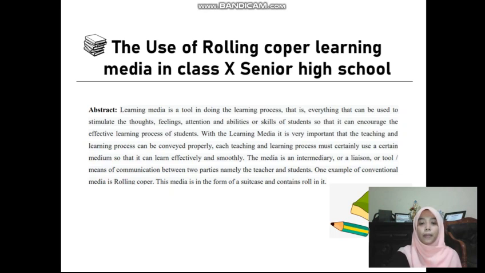Learning media is a tool used in the learning process. That is everything that can be used to stimulate the thoughts, feelings, attention, and abilities or skills of students so that it can encourage the effective learning process of students. With learning media, it is very important that the teaching and learning process be configured properly. Each teaching and learning process must currently use a certain medium so that it can run effectively and smoothly.